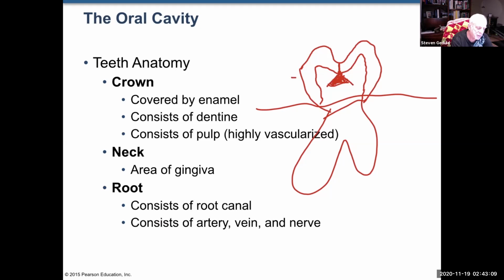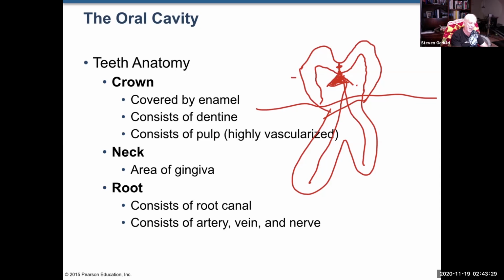If it's still in the enamel, it can remineralize with fluoride and stuff like that. But enamel is very thick. Your dentin is your thinner substance. Inside the dentin is your pulp. The pulp is where all your blood vessels run, your arteries, veins, and your nerves run inside the pulp of the tooth.